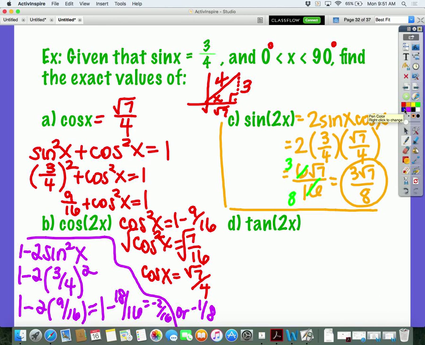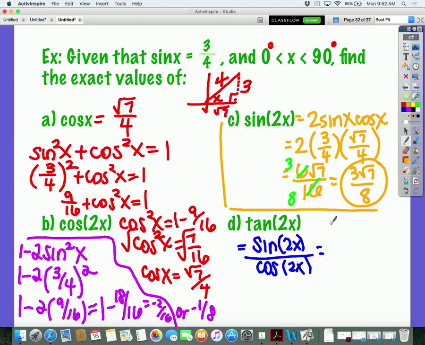Would we be able to do the double angle identity of sine over where the cosine is? Mm-hmm. So it'd be like sine 2x over cosine 2x. Exactly. Your quotient identity. The tangent is sine over cosine. You can use it here. So tangent 2x is the same thing as saying sine 2x over cosine of 2x. And we just found both of those, didn't we? Okay? So we're going to plug those in.